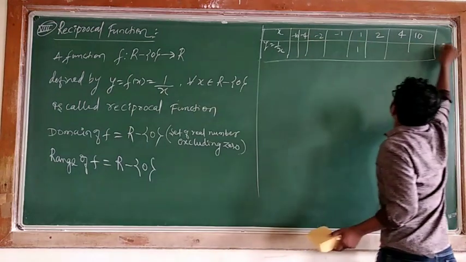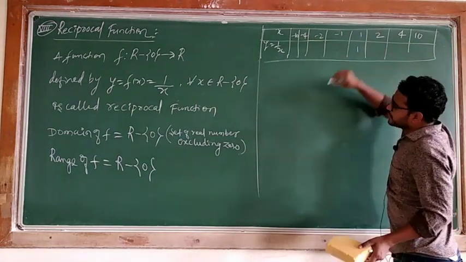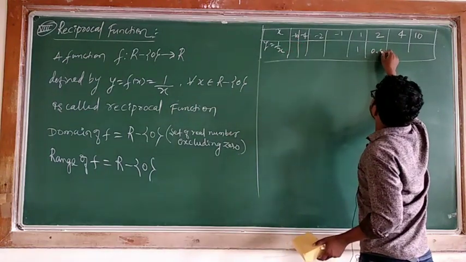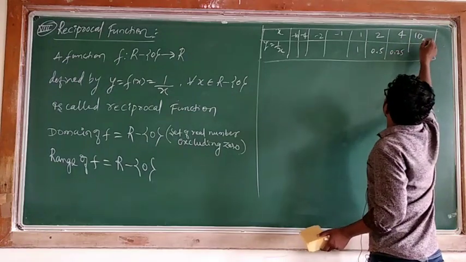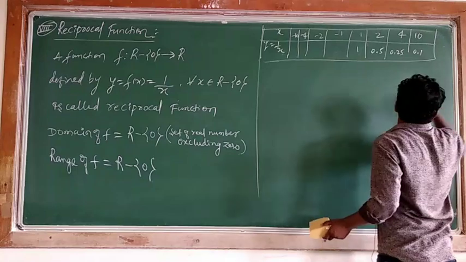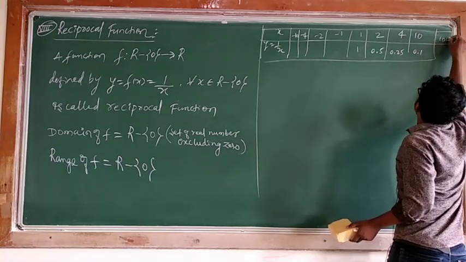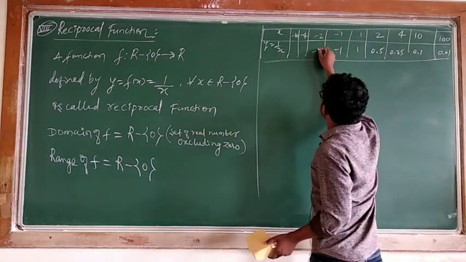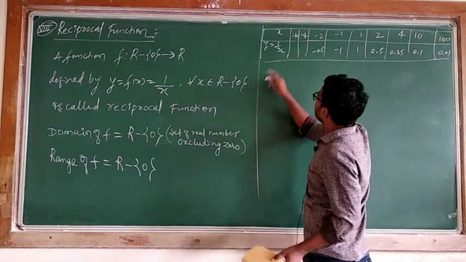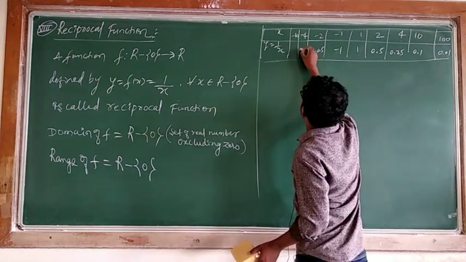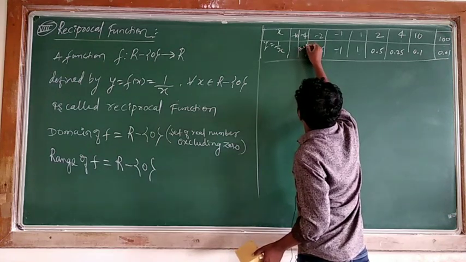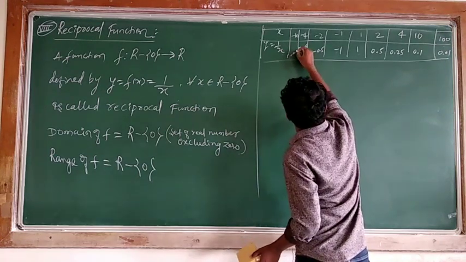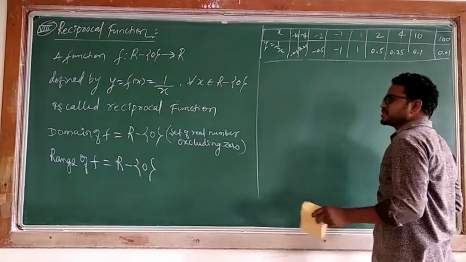Okay. 1 divided by 1 is 1. 1 divided by 2 is 0.5. 1 divided by 4 is 0.25. 1 divided by 10 is 0.1. Still more you can take. 100 you can take, you will get 0.01. Like minus 1, minus 1. When you take 1 divided by minus 2, minus 0.5. Minus 0.25. Minus 0.1. You take minus 100, minus 0.01.